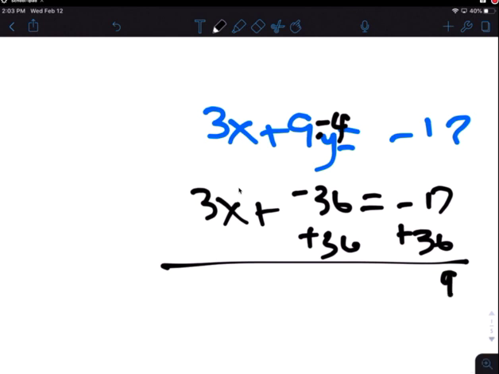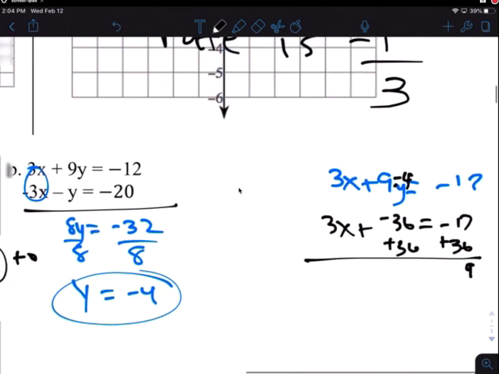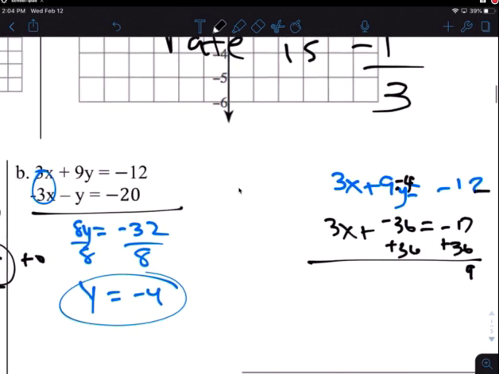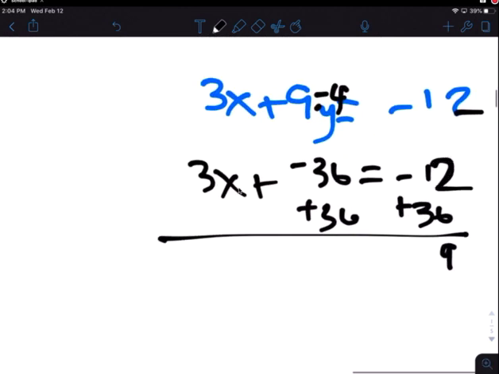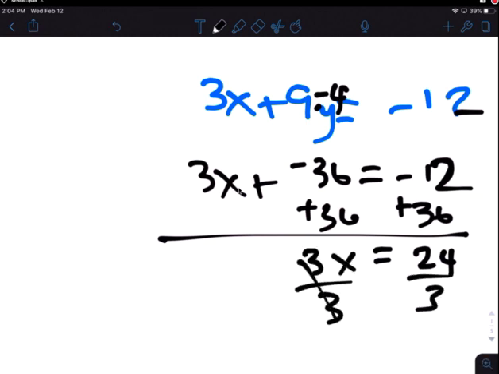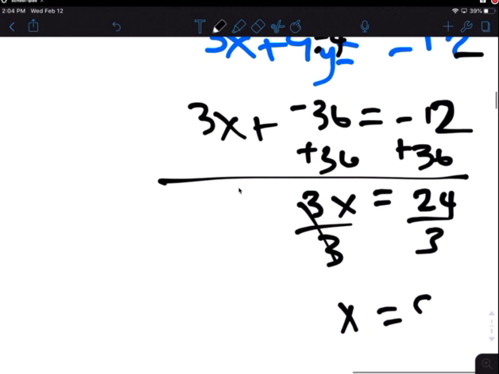That's a 9. 9, yeah. Is that 17? Oh, that's a 12. See, it's important to write it correctly. That's a 12. You get 24 equals 3x. Divide by 3. X equals 8.